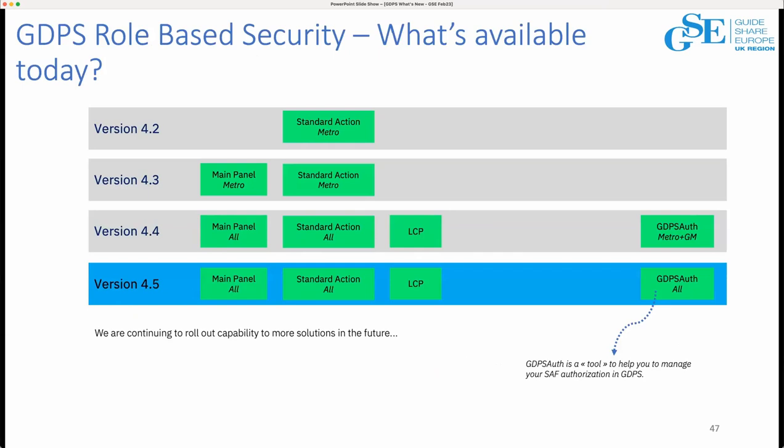As I mentioned, this is what's available. We had the standard actions first in Metro. We then introduced the main panel support in Metro. We then extended that for all Metro and Global Mirror solutions out to main panel, standard actions, and LCP. And we've got this GDPS AUTH command 2 that's now fully available. So gradually we are introducing more. We are looking at doing the disk related actions next, or the DASD control tree as we describe it, which will obviously give greater granularity on the disk replication management within GDPS.